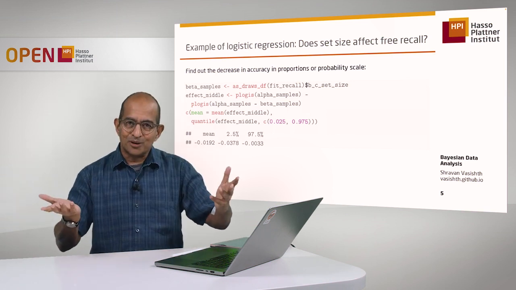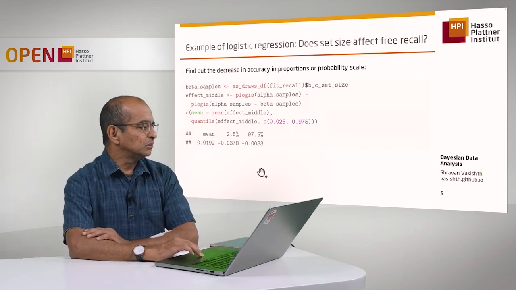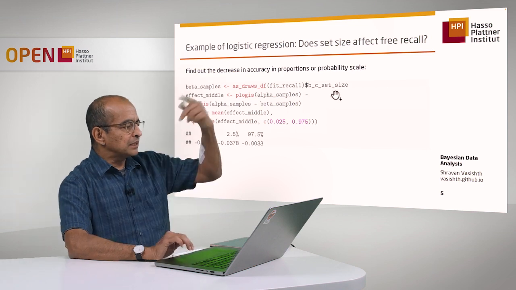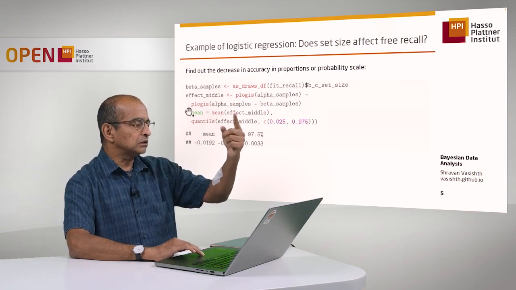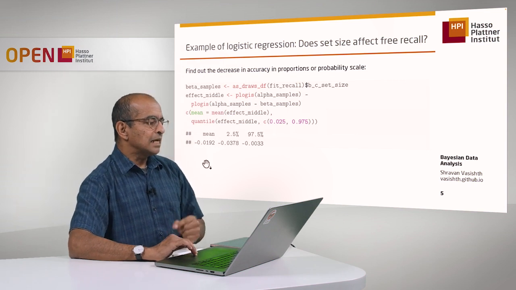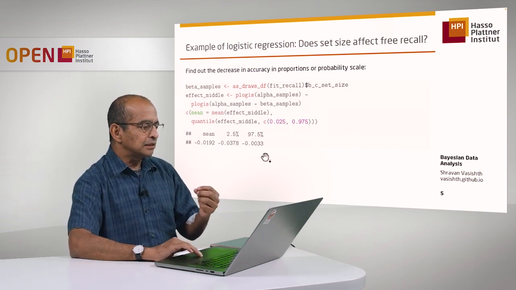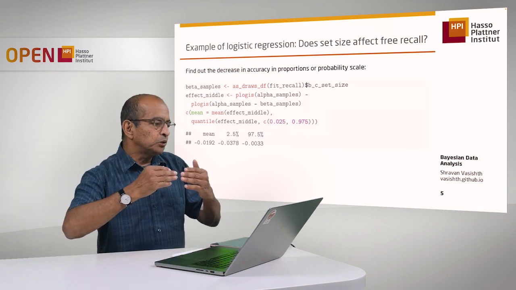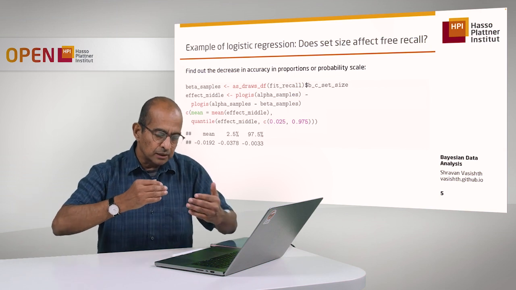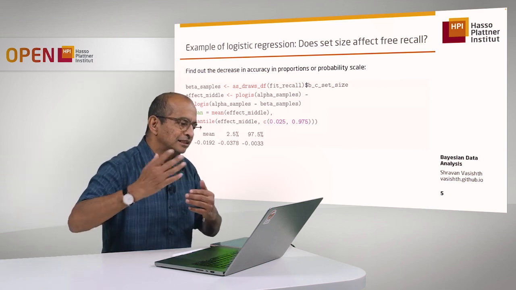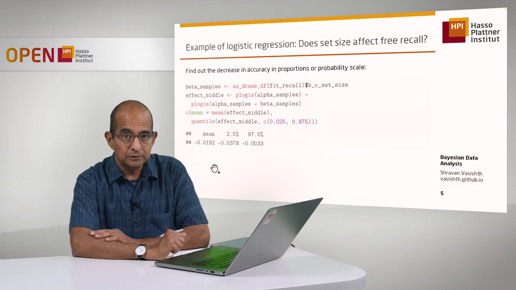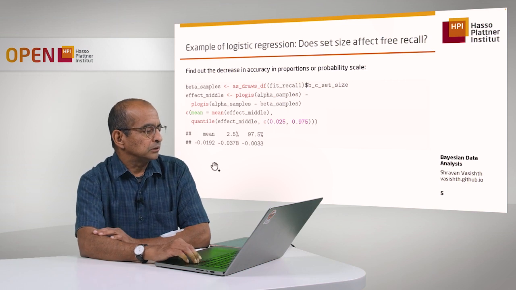Okay. So another thing that you can figure out, which is extremely useful now, is the decrease in accuracy on the probability scale, right? That's a super useful thing to do. And so that's something that I've done here. And what I've done here is that I've converted everything back to probability space using the plogis function. And what you're seeing is the decrease in accuracy here on the probability scale when you increase the set size by 1 unit, right? So when you increase the set size, then the accuracy will go down, right?